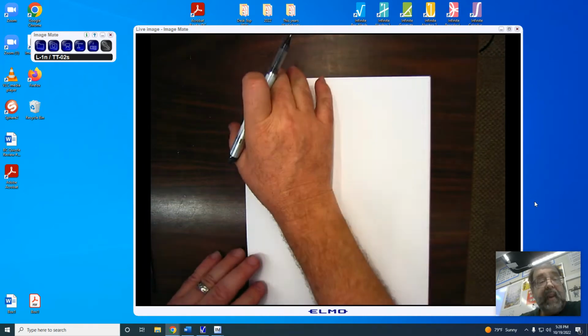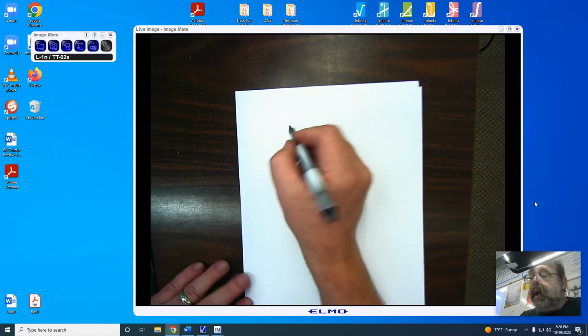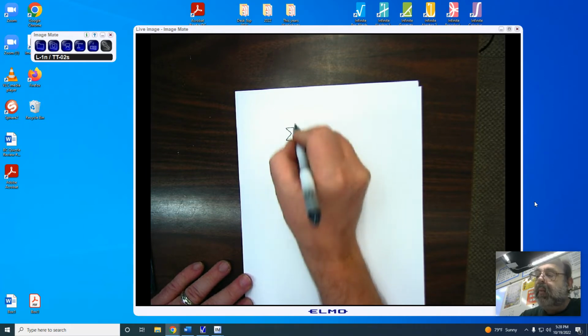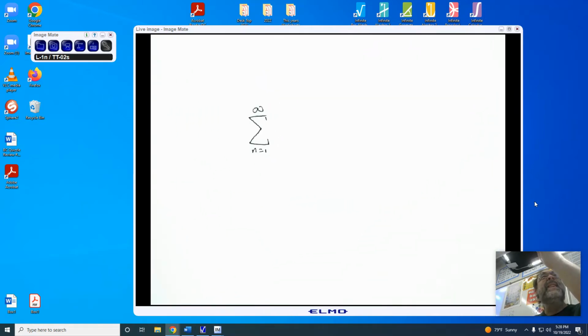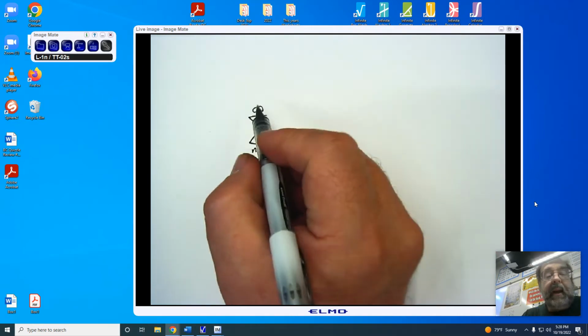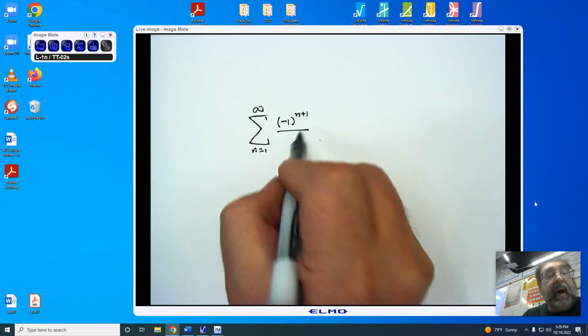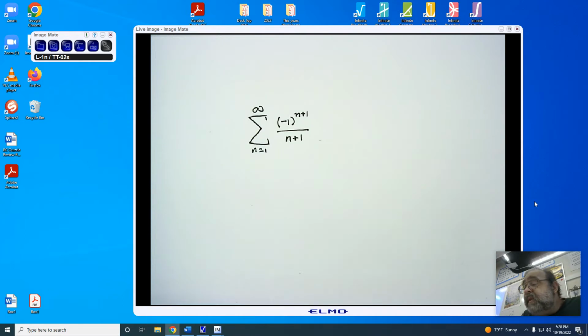For example, I could work with the alternating series, and let's just say I have the summation, n equals 1 to infinity, of negative 1 to the n plus 1 divided by n plus 1. Now, in this problem, we've seen these before, but never with the negative 1 to the n plus 1 power. That is what's causing it to oscillate between positive and negative.